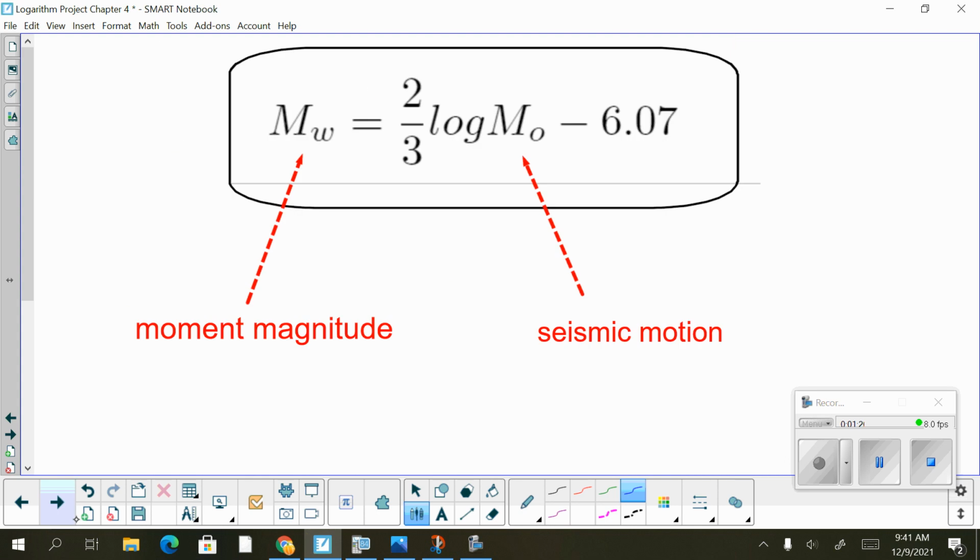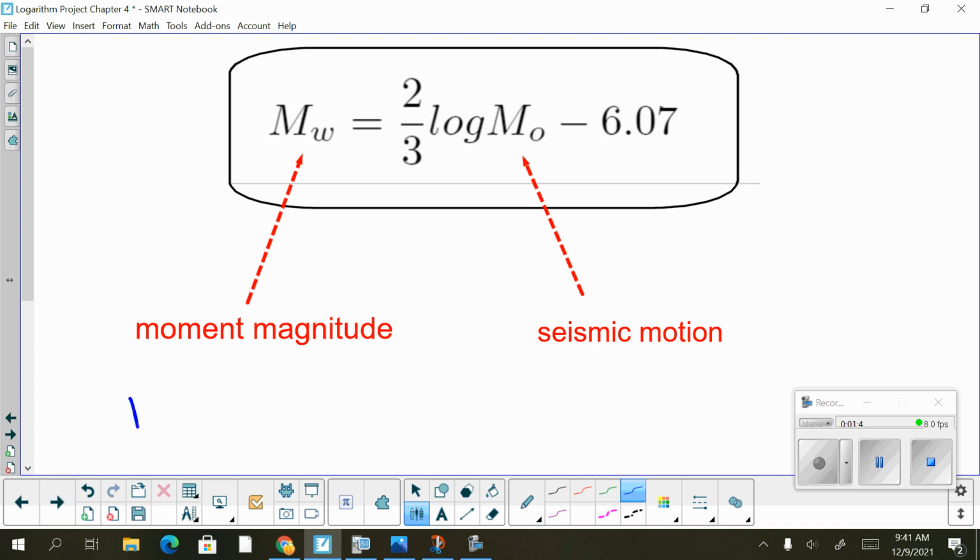This is the formula that you're going to see on your project sheet. It's the formula they use to solve for moment magnitude. What they'll do is they'll plug in the seismic motion for MO, and that's normally a huge number in scientific notation. It's measured in Newton meters, and they'll calculate it out, and then they'll get their moment magnitude.